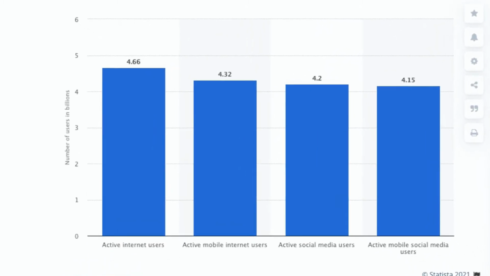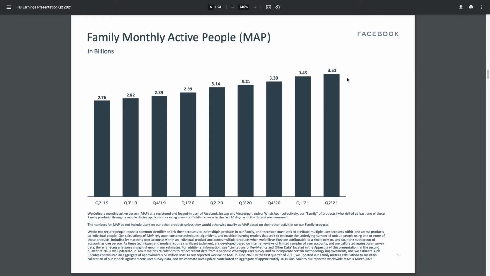So if you think of that, Facebook has got 3.51 of that 4.66 billion, which is actually like 75% of the people in the world who use the internet using one of Facebook's apps at least once a month, which is crazy when you think about it. That's really a lot of market penetration that they've got.